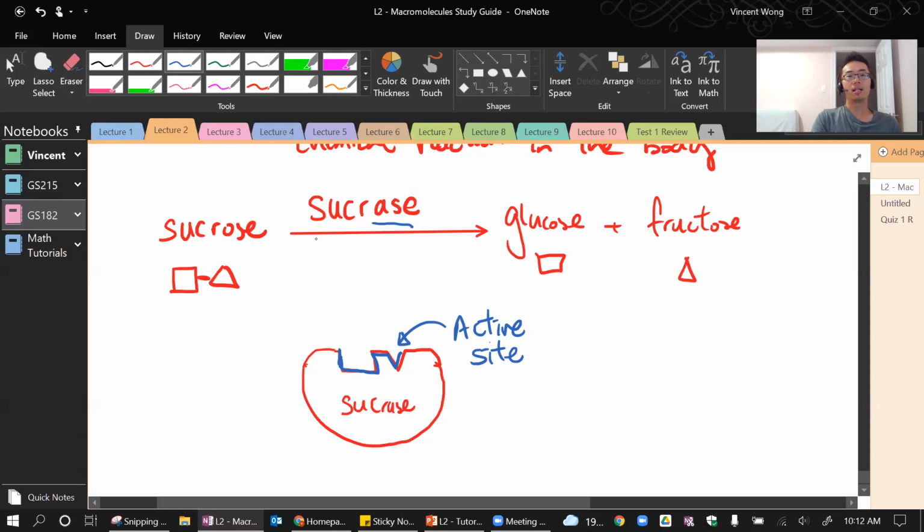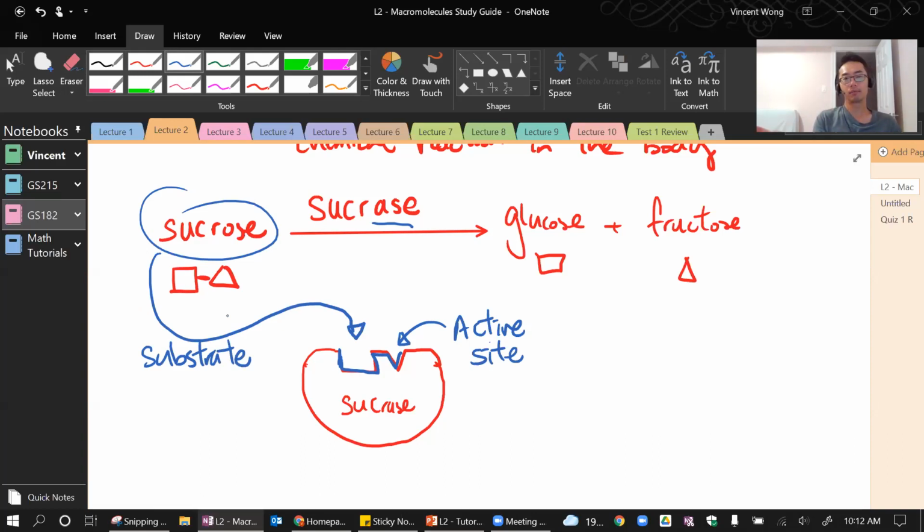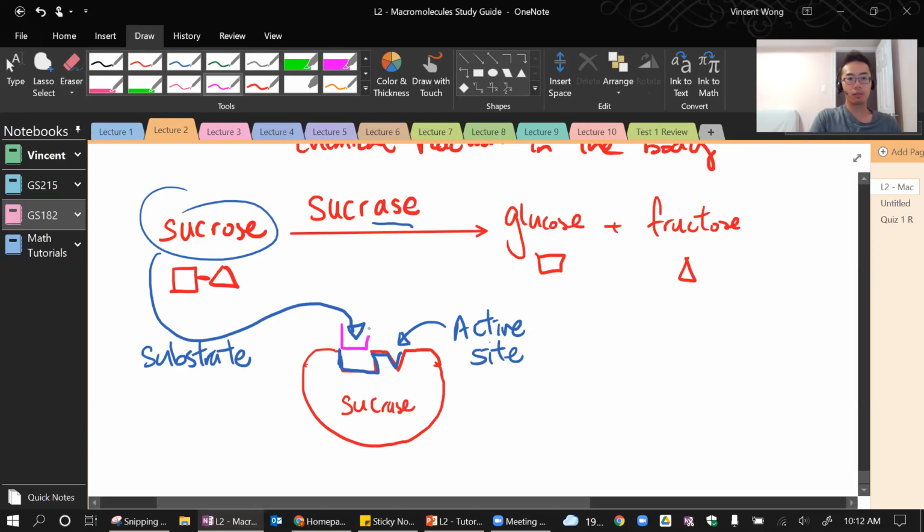What is a substrate? This sucrose, rather, is going to go into the active site. So this is the substrate. The substrate is the thing that the enzyme is going to be working on. It's the starting material that the enzyme is going to cause a reaction to occur in. So what's going to happen is the sucrose will fit into this active site, and then the enzyme will break the bond and release the glucose and the fructose.